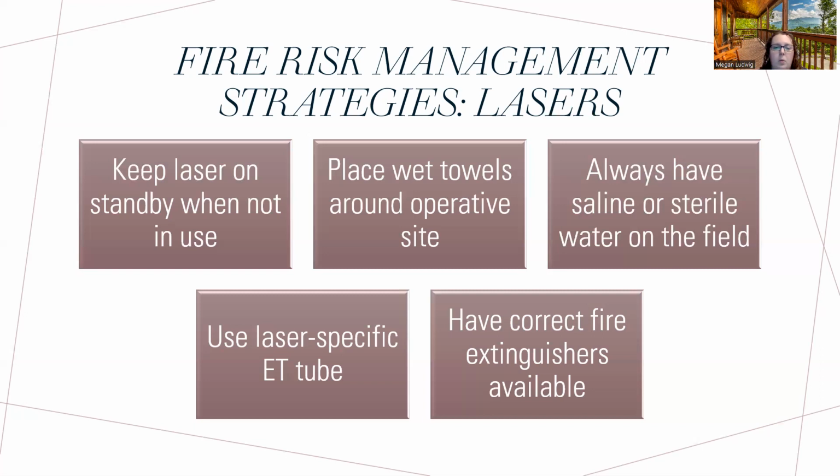That helps prevent fires. You want to place wet towels around the operative site. So let's say we're lasering off some genital warts, which happens. We'll put a lot of wet towels around the perineal area to prevent any type of fire. You again always have saline or sterile water. And then if we're in the airway area, face, airway, head, neck, ear, and we're using laser, anesthesia will use a laser specific ET tube that will not melt or catch on fire if the laser does accidentally come in contact with the tube.